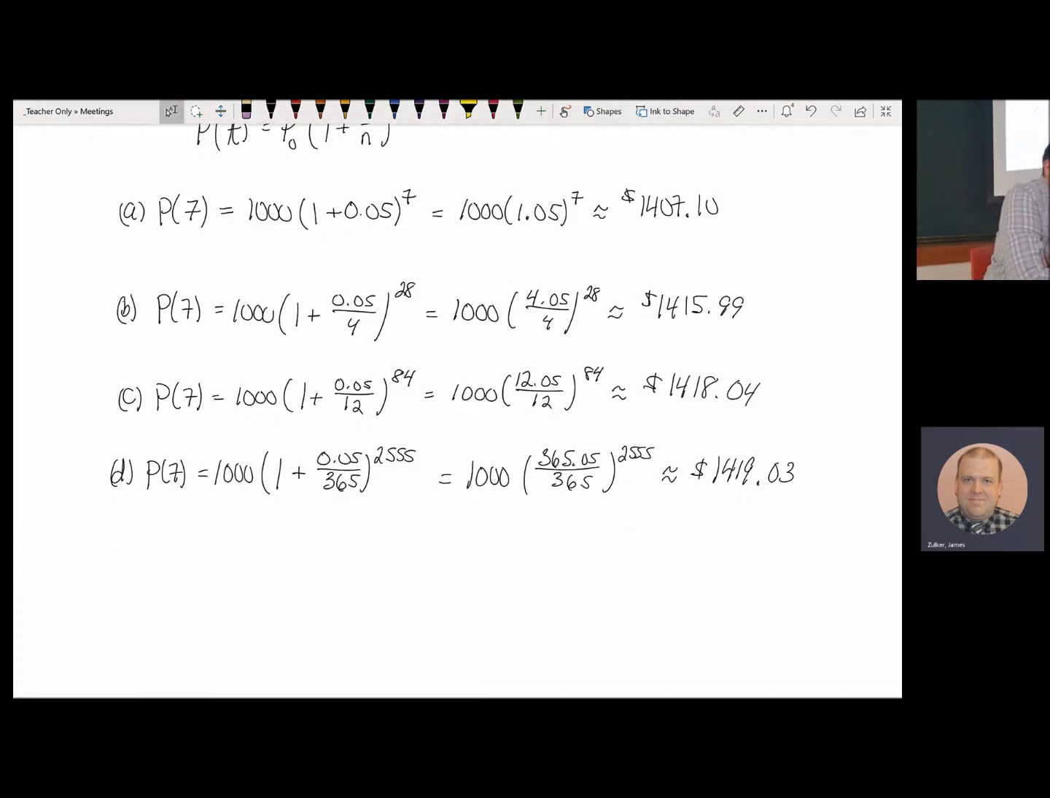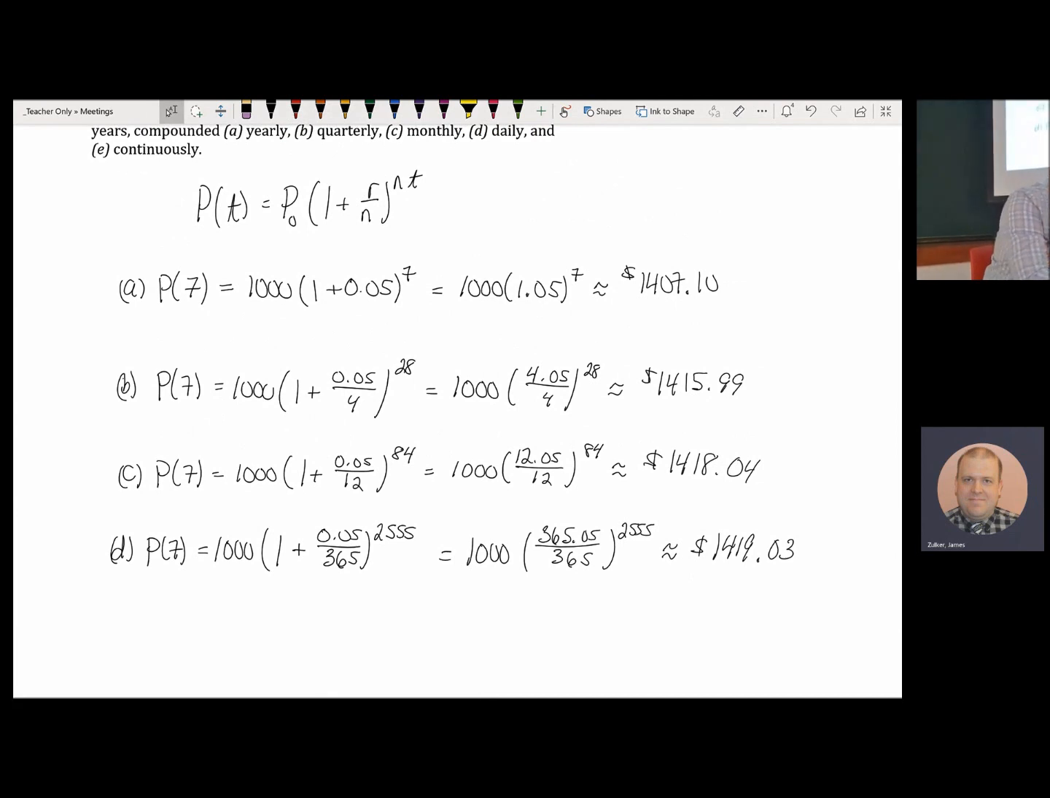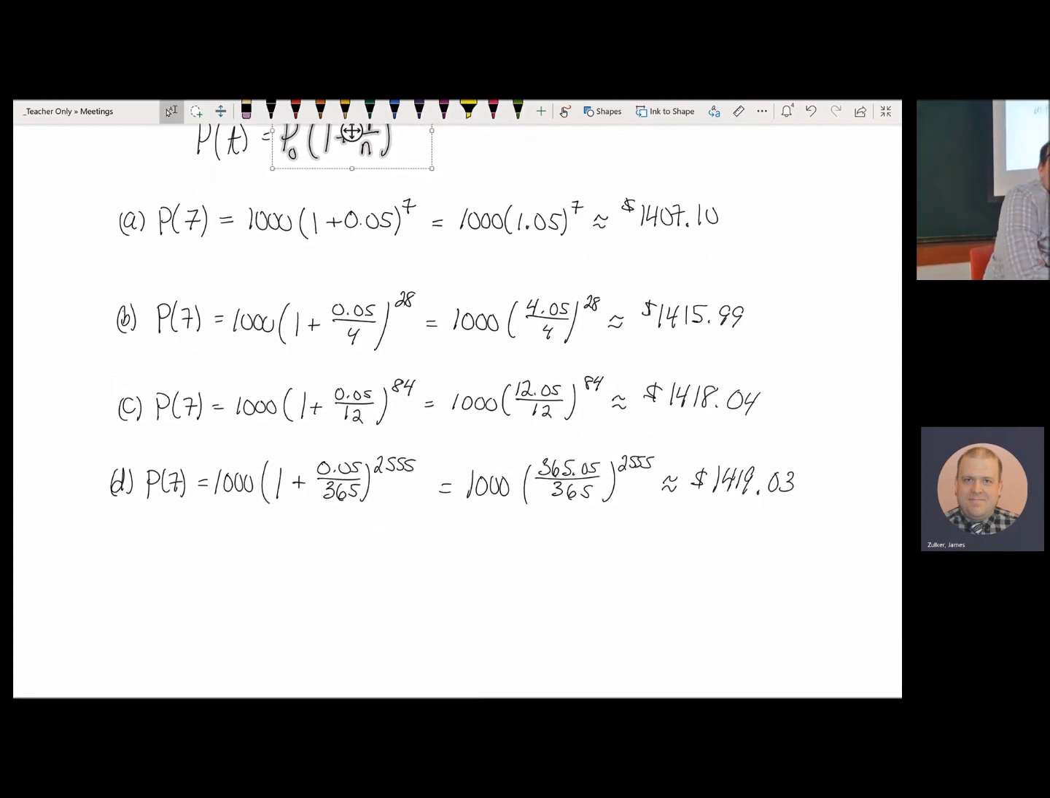Continuous compounding. Here's technically how we do it. We take this formula and we take its limit as n approaches infinity. So we let the number of compounds per year increase to infinity. In order to fully appreciate the value you get, you're going to need calculus.